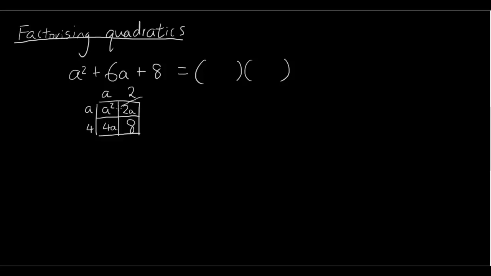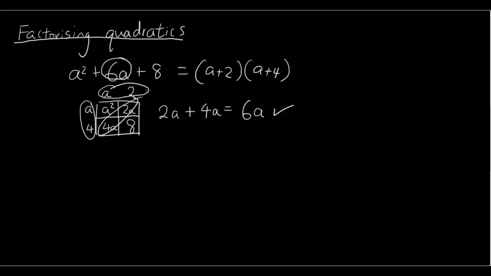Now we need to check that the diagonal of these boxes, the top right and the bottom left, add together to give you the term in the middle. And 2a plus 4a is 6a. Now when this check is correct, that means the headings of the box are the solutions to the problem. So we have a plus 2 and a plus 4, as written there. These are your answers that go into the factorized brackets.